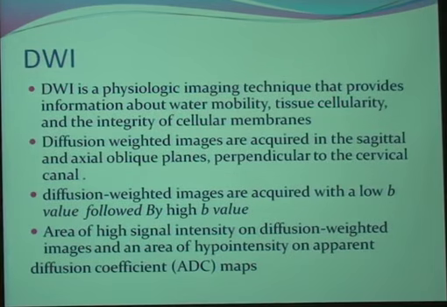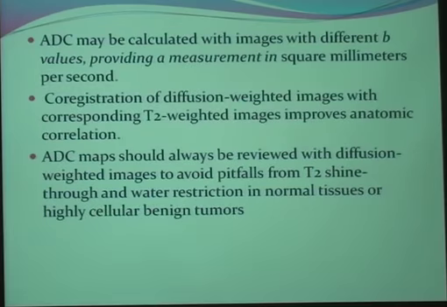of the case. Diffusion weighted imaging is a physiological imaging technique that provides information about tissue mobility and tissue cellularity. Diffusion weighted images are acquired in a sagittal and axial plane perpendicular to the cervical canal, and they are acquired at a low and high b-value. Areas of high signal intensity on diffusion weighted images represent restricted diffusion, and they appear as low signal on the ADC map. The ADC map can be calculated from images with different b-values, providing a measurement in square millimeters per second.